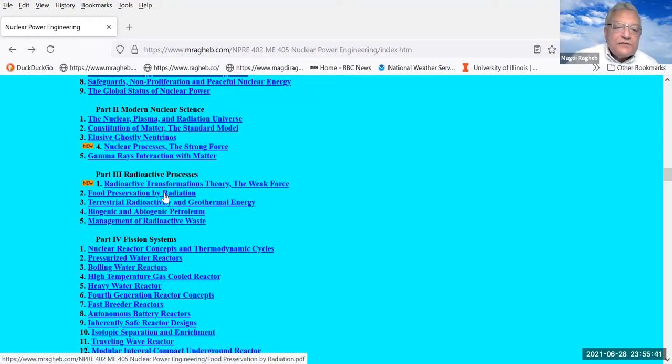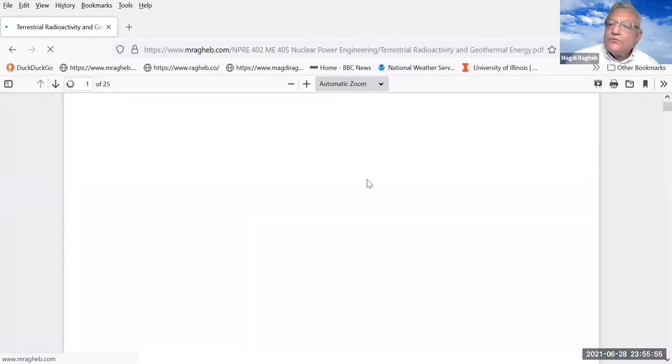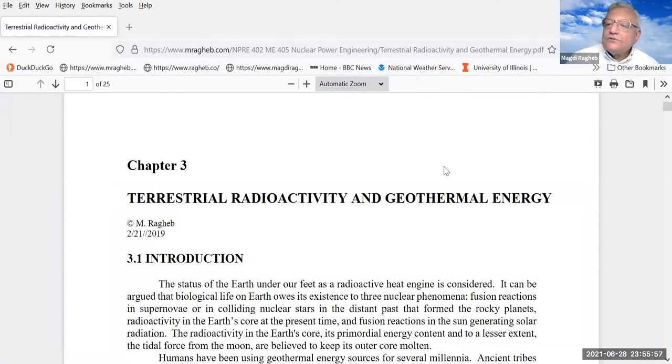So we covered the three forces of nature now, and we covered applications of radioactive theory like food preservation by radiation. I'll put a new sign right there. Something interesting that has to do with radioactive processes or the weak force is one of the methods by which we produce energy, which is geothermal energy.